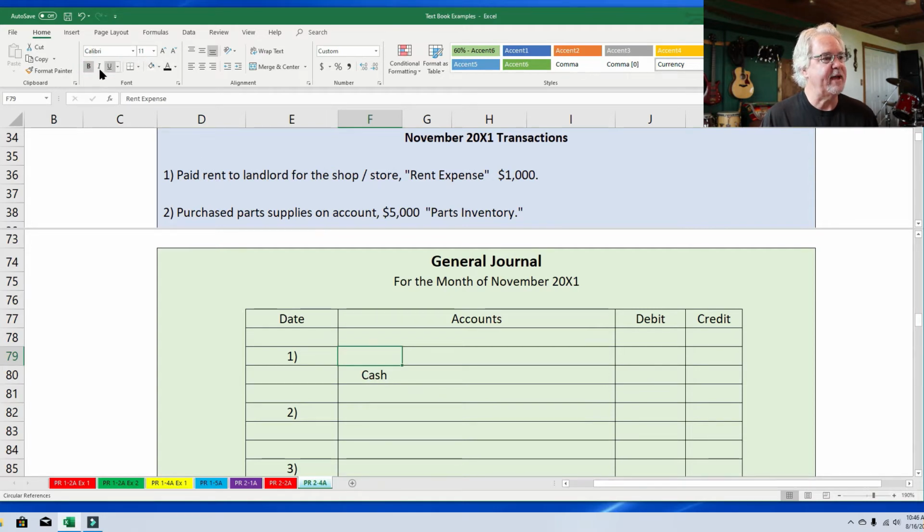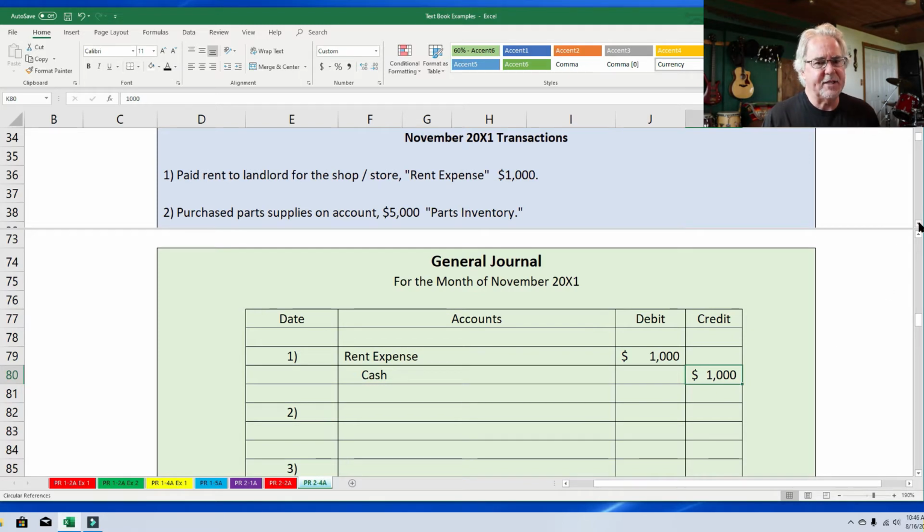So let's see if we have that. Rent expense. So list expenses first. And when you're spending money, cash is listed second. It's a really easy way to remember it. And if you remember that, that takes care of like, I don't know, 60, 70, 80% of all your transactions.